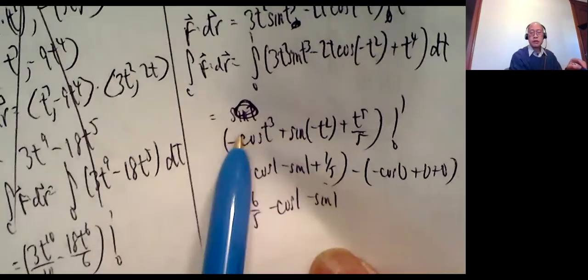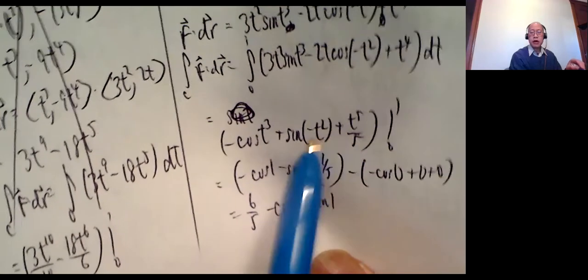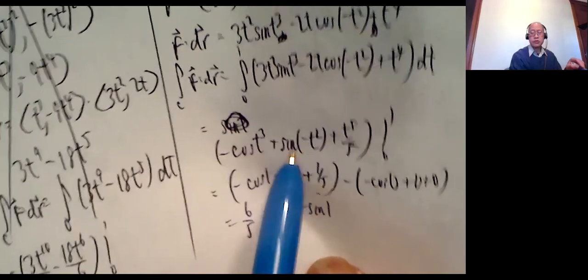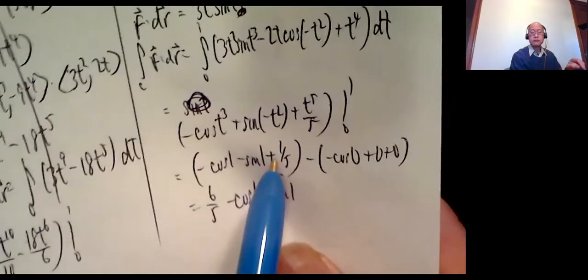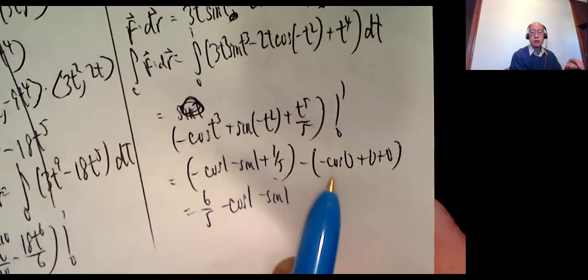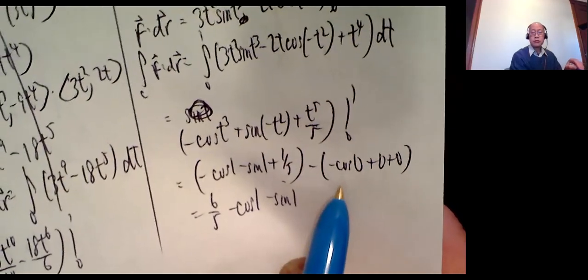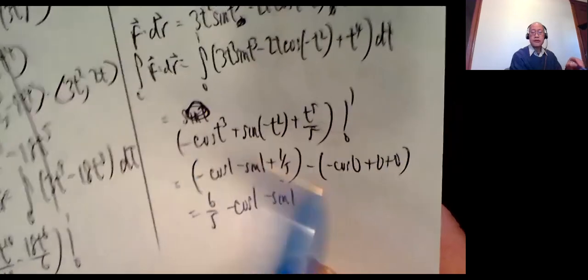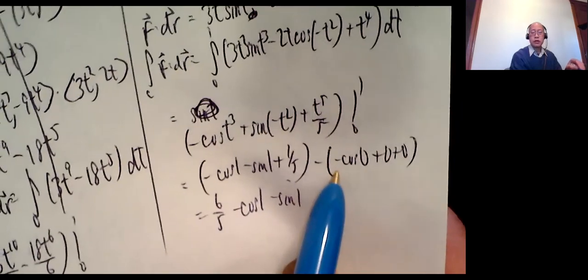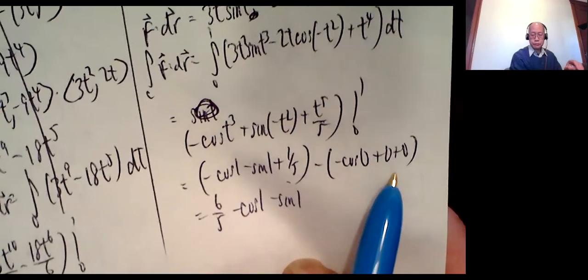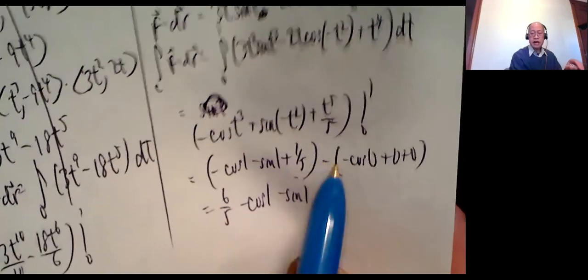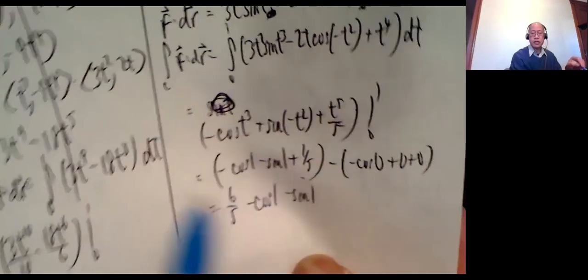Okay, plug in 1: negative cosine 1 minus sine of 1. This is 1 radian. We don't know what that is. Plus 1/5. Plug in 0: negative cosine of 0, which is 1, plus 0, since sine of 0 is 0, that's 0. So this is negative negative 1. 1 plus 1/5 is 6/5.